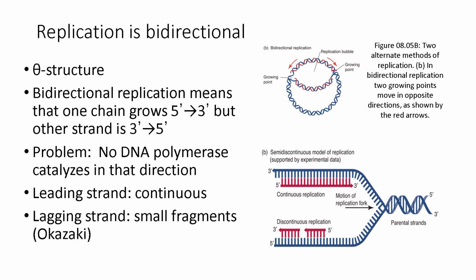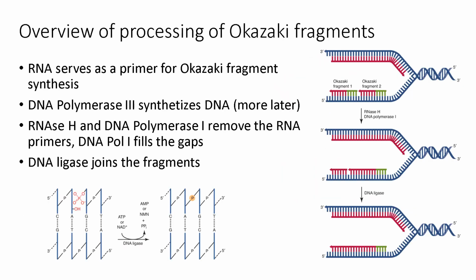One strand, the leading strand, is synthesized continuously in the 5' to 3' direction. The lagging strand, however, is synthesized discontinuously as short Okazaki fragments because DNA polymerases cannot work in the 3' to 5' direction. Okazaki fragments are initiated with short RNA primers. DNA polymerase III extends the DNA, while RNase H and DNA polymerase I remove the RNA primers and fill in the gaps. Finally, DNA ligase seals the nicks to form a continuous DNA strand.